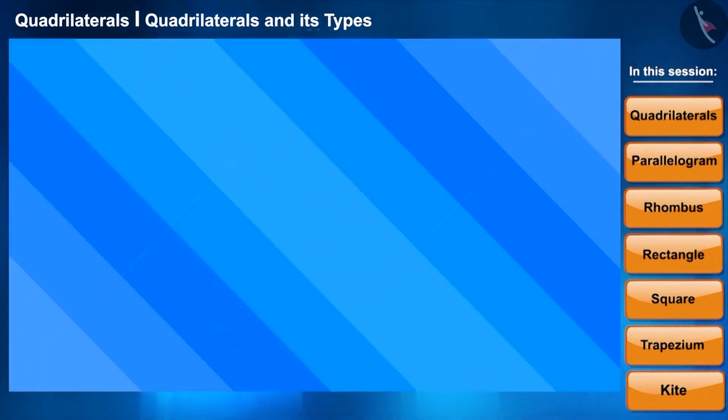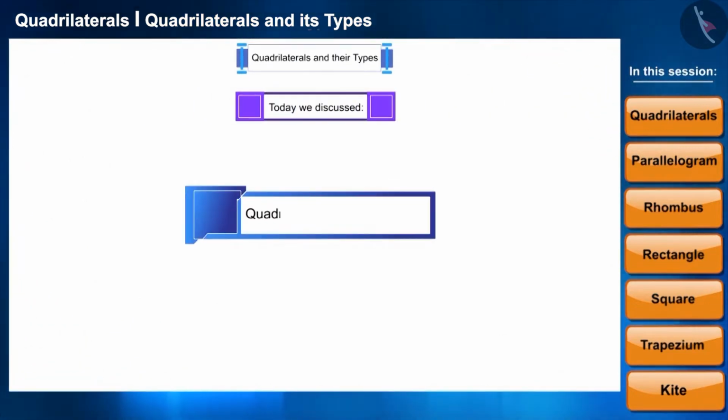Friends, that's it for today's session. Today, we discussed quadrilaterals and their types. Meet you in the next session.